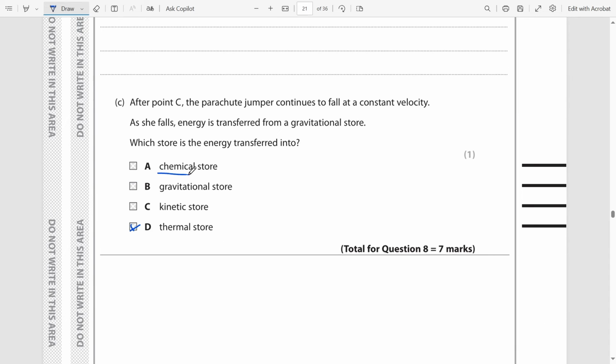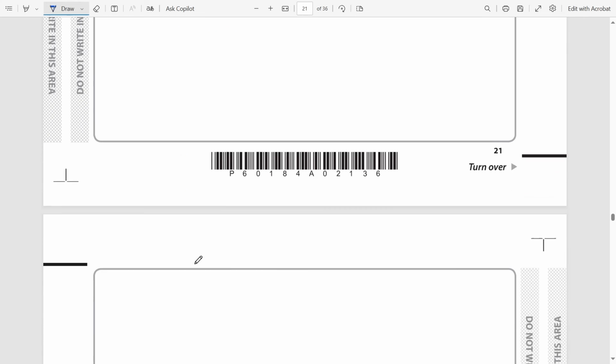Guys, I should probably explain why it's not chemical, because there's no chemical reaction taking place. It's not gravitational energy store because that's what's decreasing. It's not kinetic energy store because she's at constant velocity. Therefore, it must be her thermal energy store.